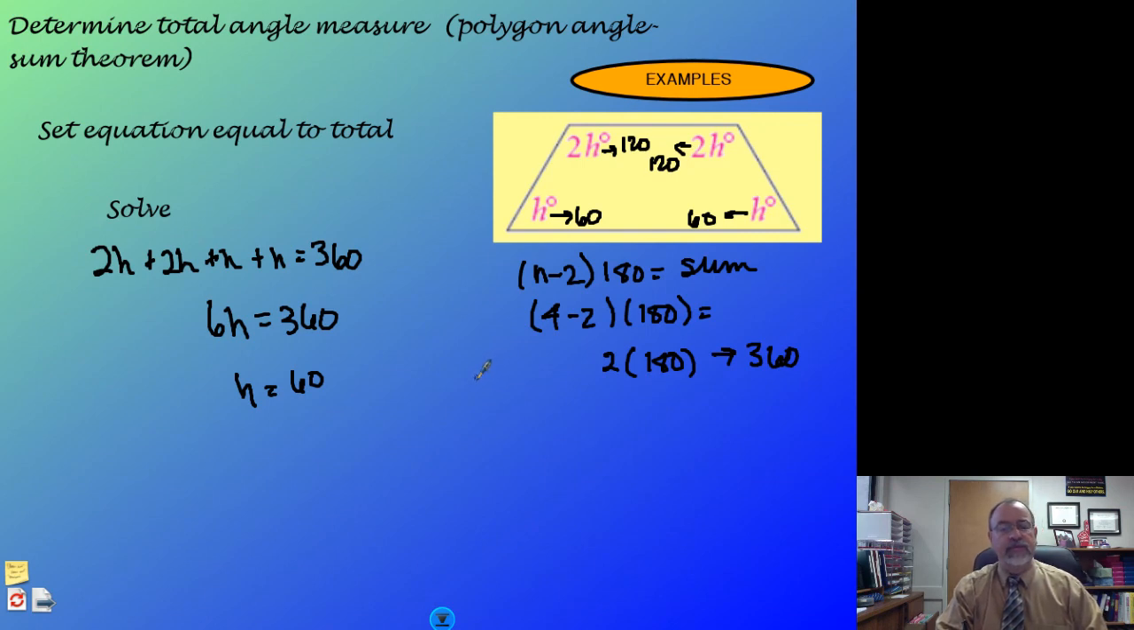So that would be an application of the polygon angle sum theorem. We'll do one more video where we'll do another application after we talk about regular polygons, and then we'll look at the exterior angles as well.